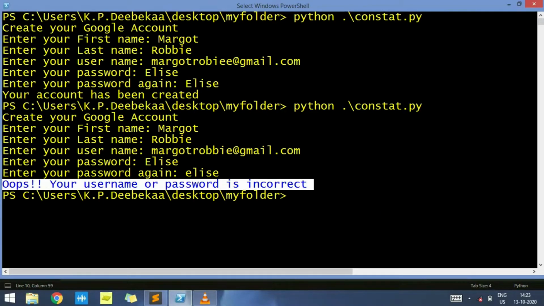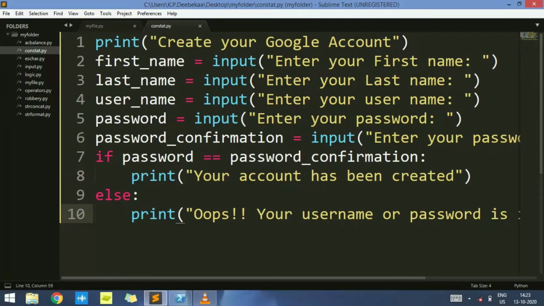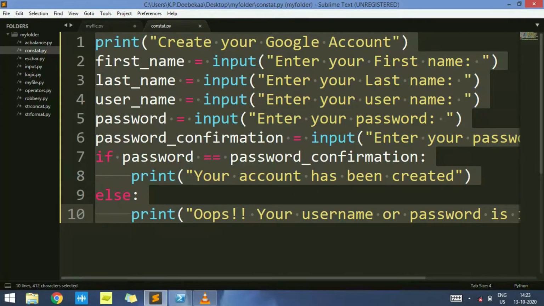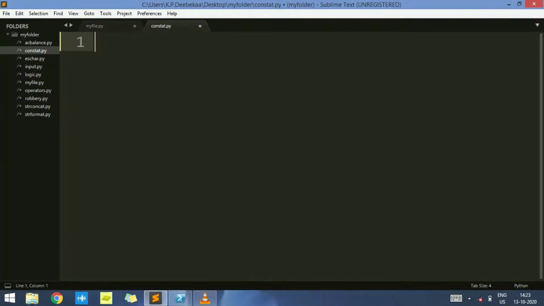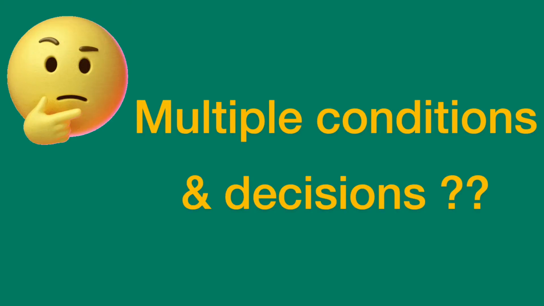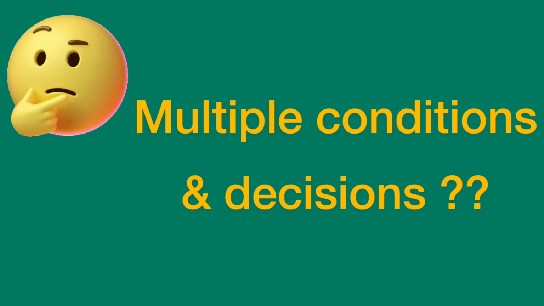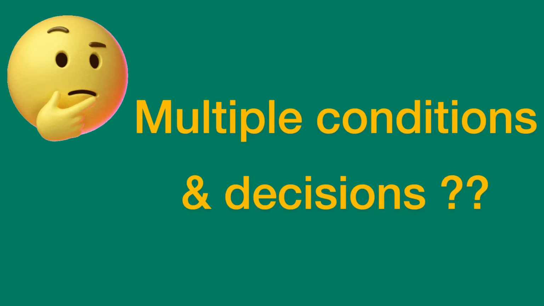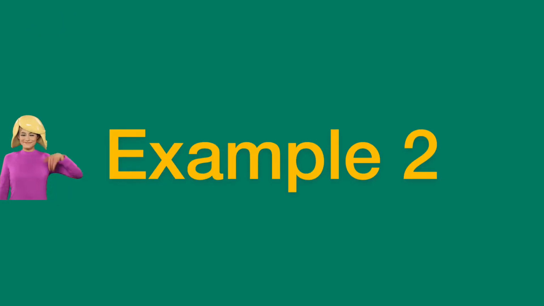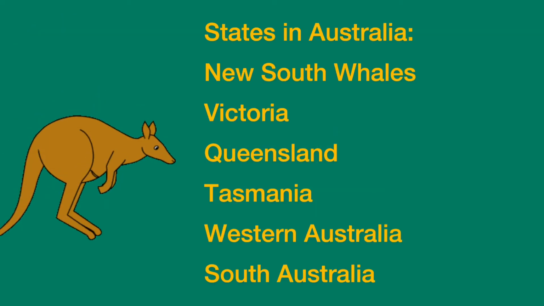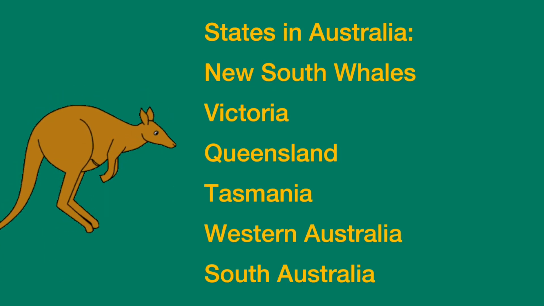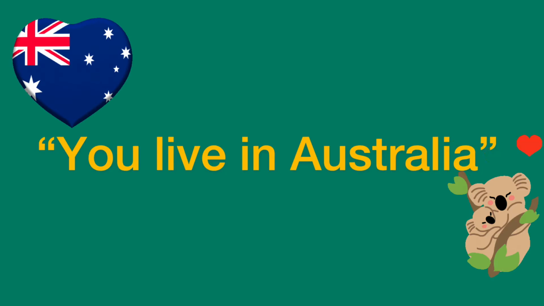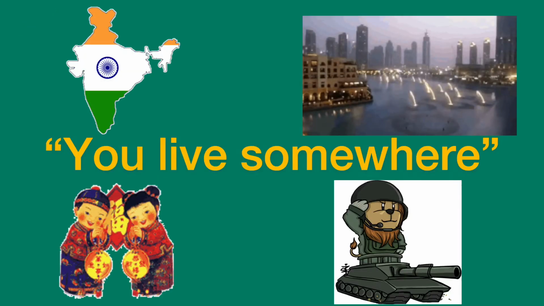Okay, till now we have seen a single conditional decision, which means if the condition is true, this will happen, or else some other statements will be executed, right? Now, what should we do if we have multiple conditions and decisions? I'll show you another interesting example. In Australia, there are 6 states. If you type any of the states in Australia in the input, then it should print you live in Australia, or else it should print you live somewhere.